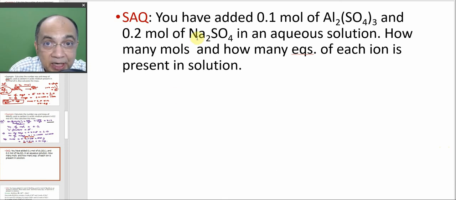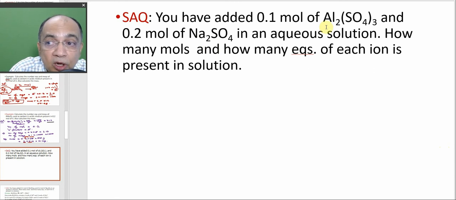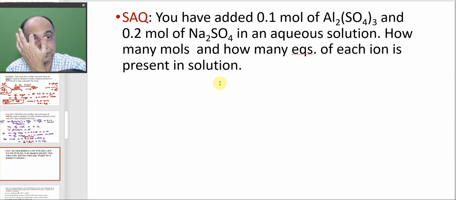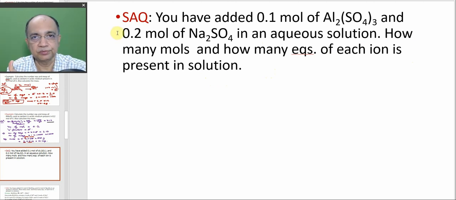Now read it and pause, and I'm going away. You have added 0.1 mole of aluminum sulfate with 0.2 mole of sodium sulfate in an aqueous solution. How many moles and how many equivalents of each ion are present in this solution?